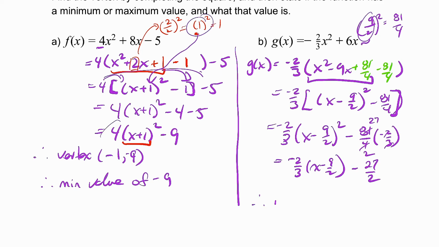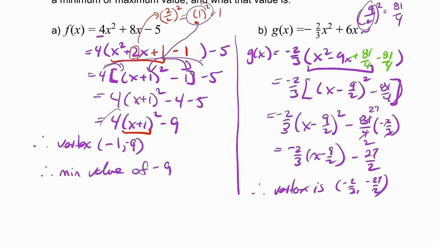So therefore the vertex is 9 over 2, negative 27 over 2. Because our a value here is negative, this parabola is going to open downwards. So therefore there's going to be a maximum, and its maximum value in this case is minus 27 over 2. So that's a bit of a review of completing the square, and that's actually a considerable amount of work if we want to figure out the vertex.